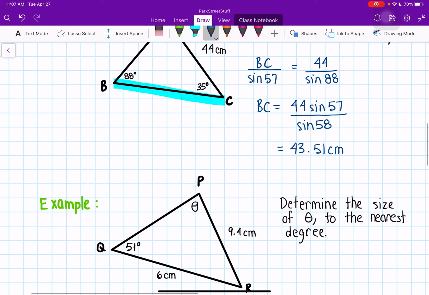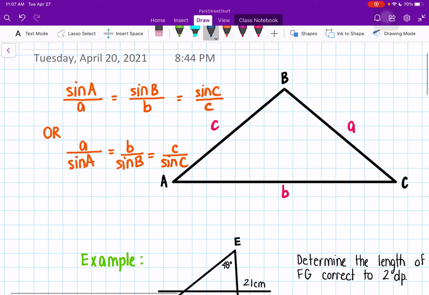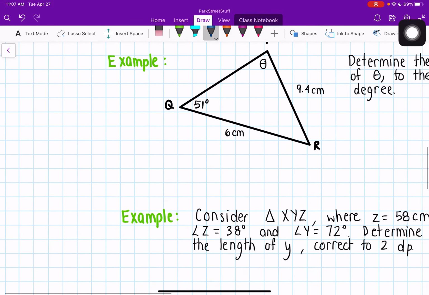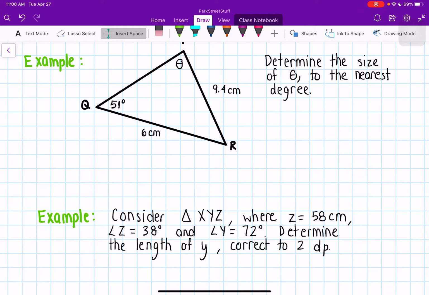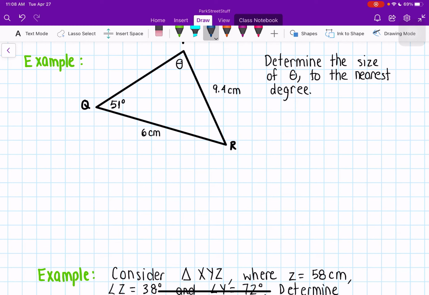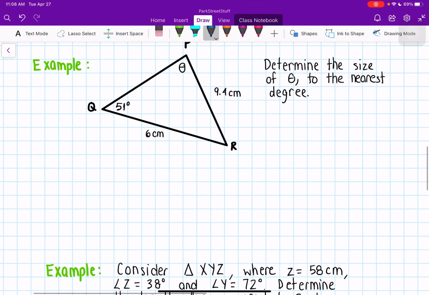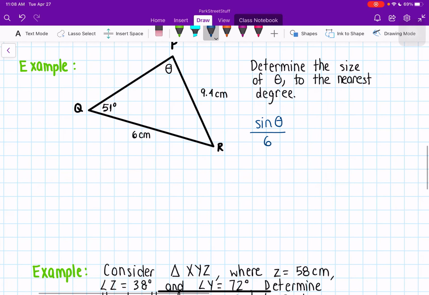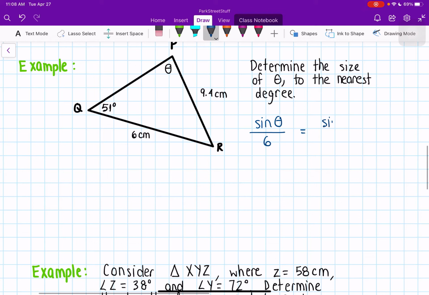Now we're solving for an angle. So when we're solving for an angle, we want to use this part, where the angle values are at the top. Okay, so we're going to say sine of theta over, and then there's 6, that's opposite, is equal to, now I'm not going to say sine of r because one, I don't know what it is, and I don't even have the value opposite. So sine of 51 over 9.4.